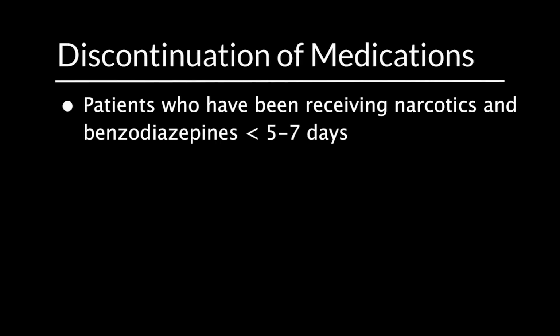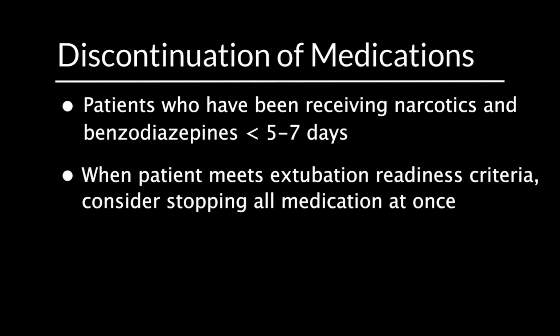For patients who are intubated for less than 5 to 7 days, who recover in that period of time, and who've been getting narcotics and benzodiazepines, when their disease has improved to the point that they meet our criteria for safely extubating them, then we'll consider stopping those medications all at once. And when the child is adequately awake, which may take minutes to hours, removing the endotracheal tube.